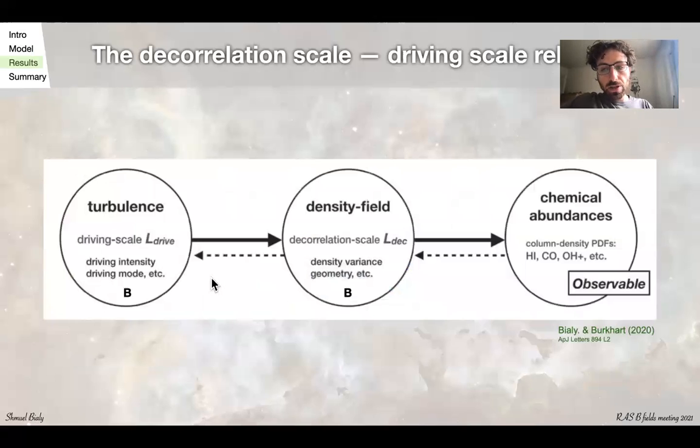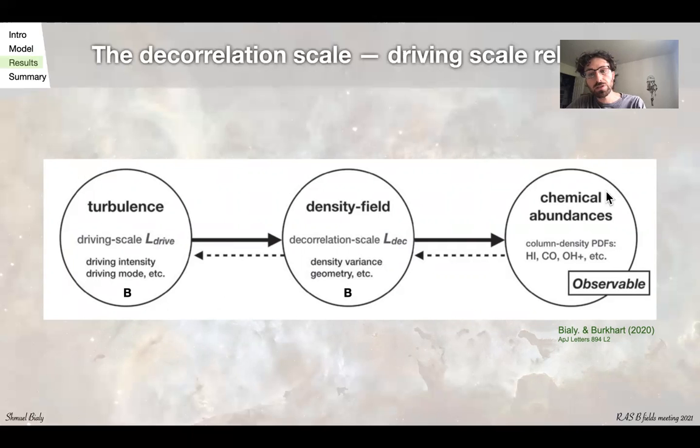And the idea now, just to connect back to the previous slides, is that the turbulence is described by the driving scale and other parameters such as intensity, mode, and the B field. And then the turbulence in turn results in the density field. The density field is described by the decorrelation scale, and this is the relationship between the two, the decorrelation scale and the driving scale, and the orientation matters because of the B field, as we saw.